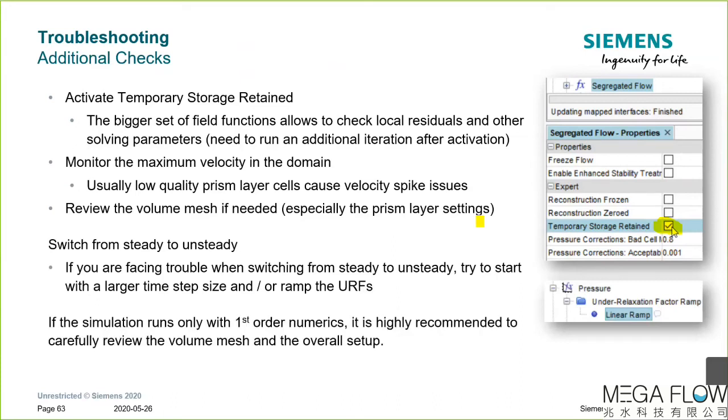One final comment here. If your simulation runs only with first order numerics, there is definitely something wrong in your setup. So it is really highly recommended to review, especially the volume mesh. Most of the time it is related to the volume mesh or maybe to the overall setup or boundary conditions. But again, to be honest, I'm never running cases with first order turbulence or first order convection or something like that. So if that's the case, there is definitely something wrong in your setup.